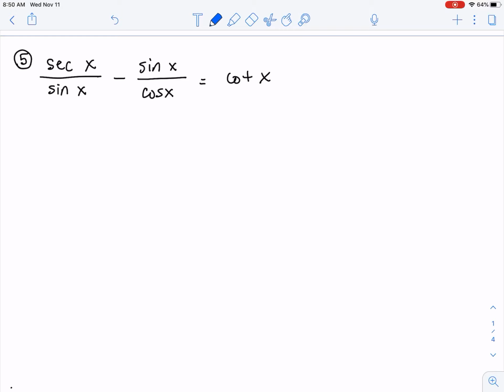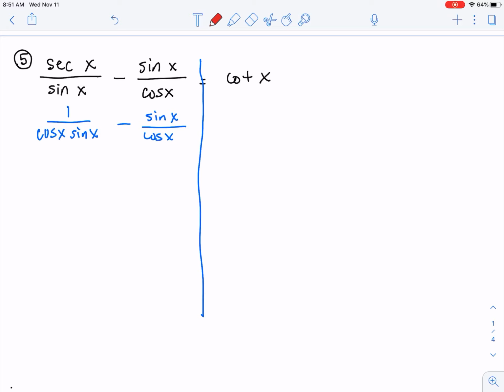You got secant of x over sine of x minus sine x over cosine x equals cotangent x. Okay, well, let's see. What is the secant? That is 1 over the cosine. So this is going to end up being 1 over cosine x sine x minus, and I have sine x over cosine x. And I'm trying to get it to equal the cotangent of x. All right, well, let's see here.